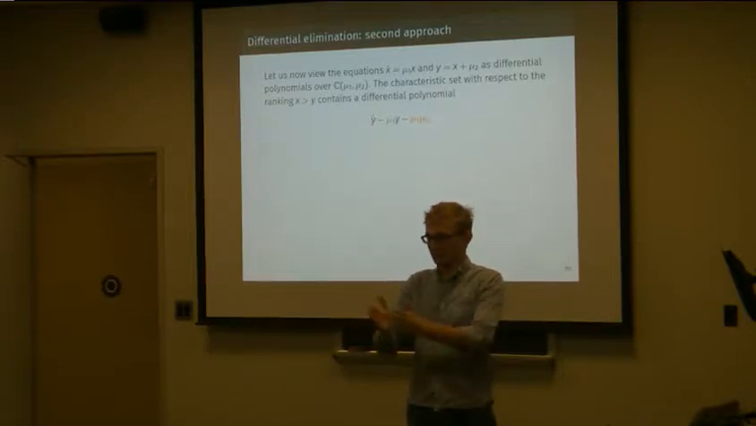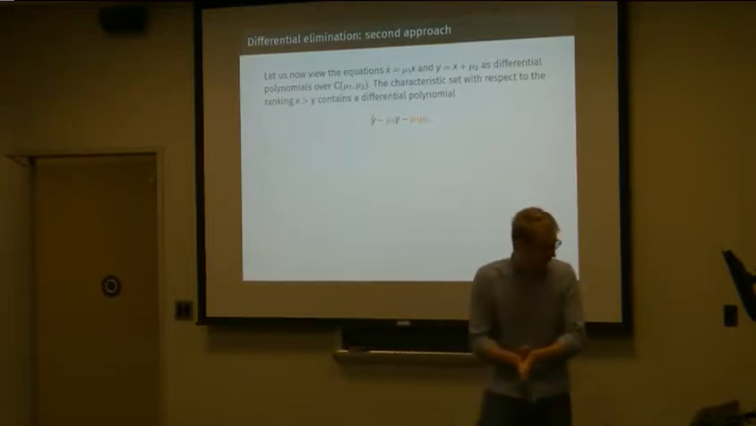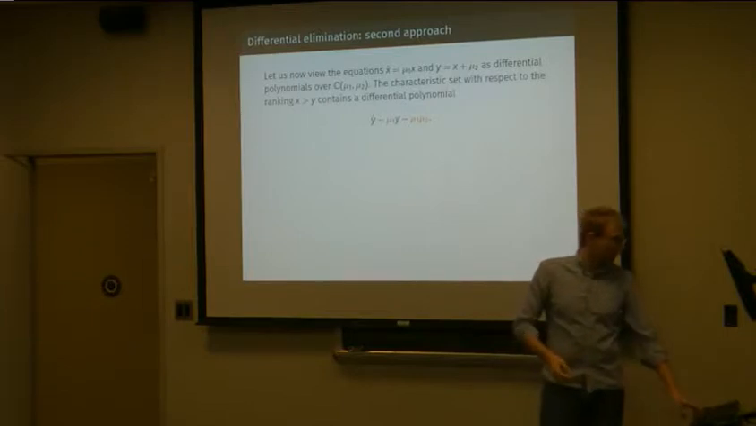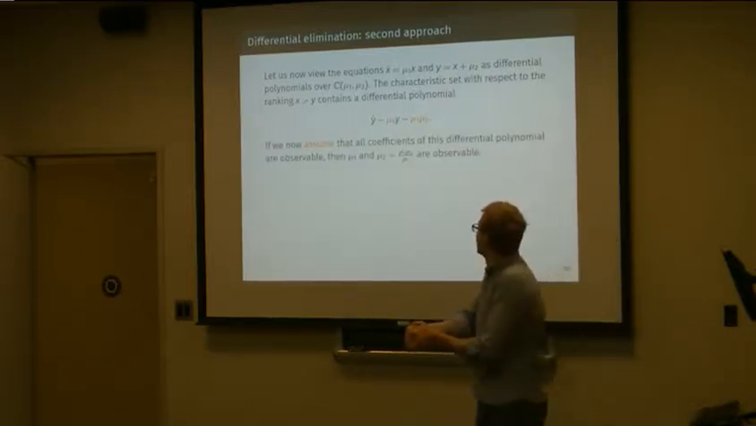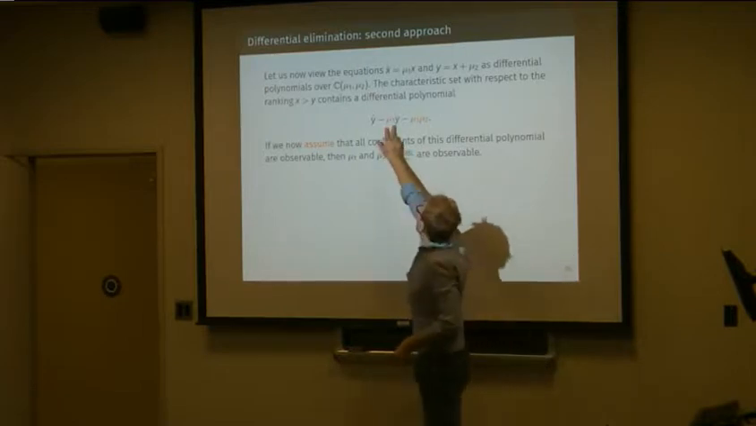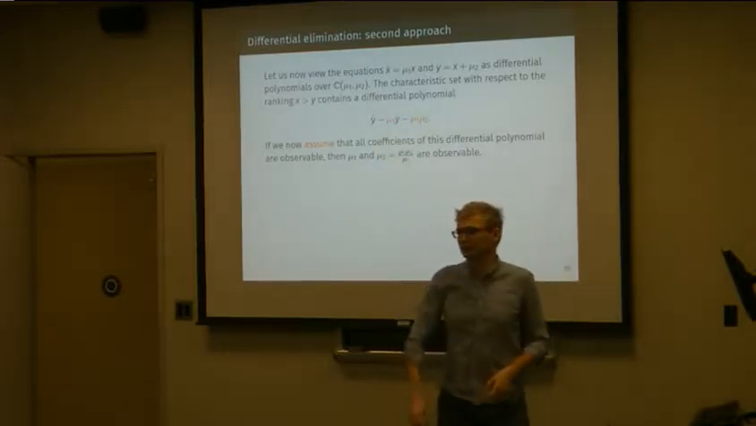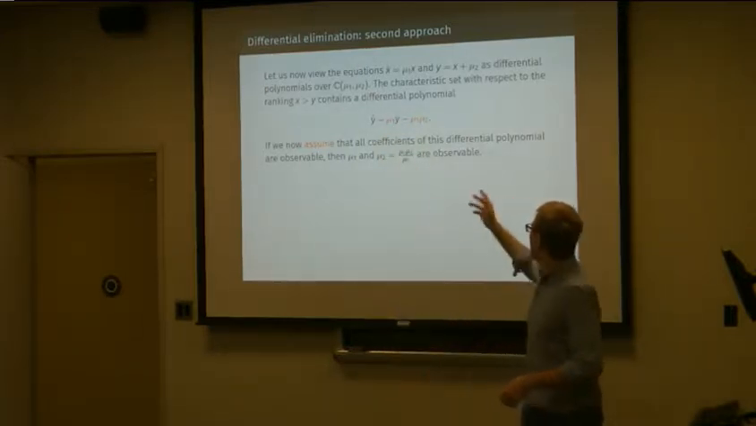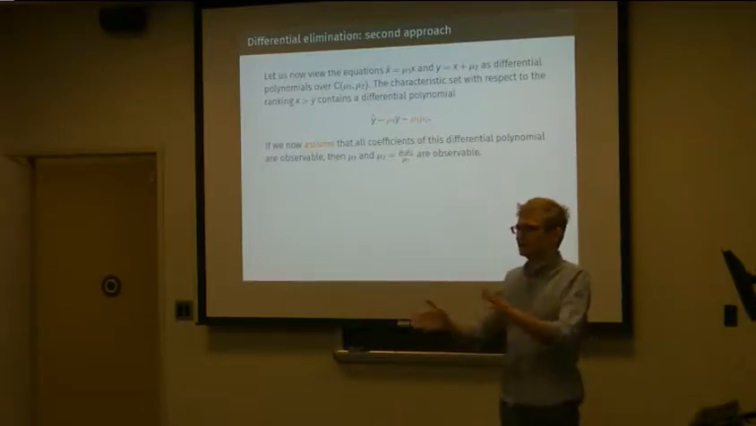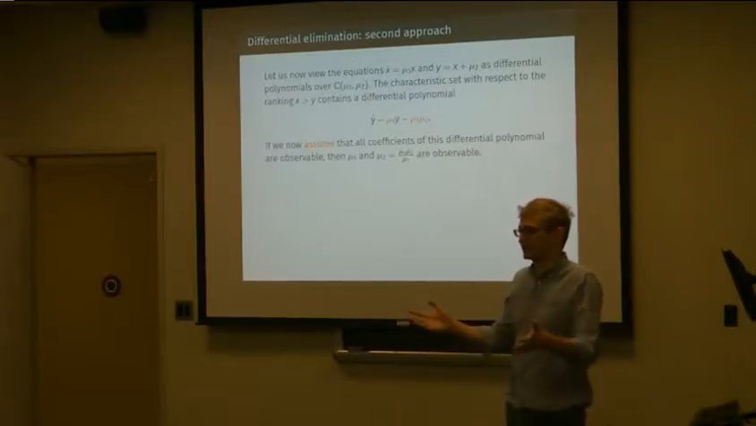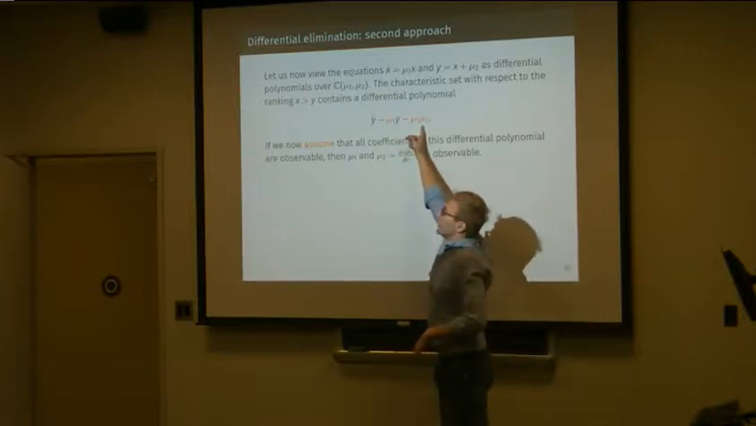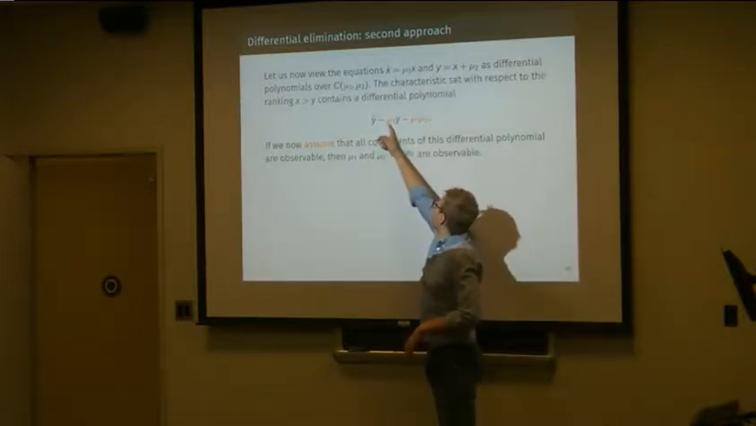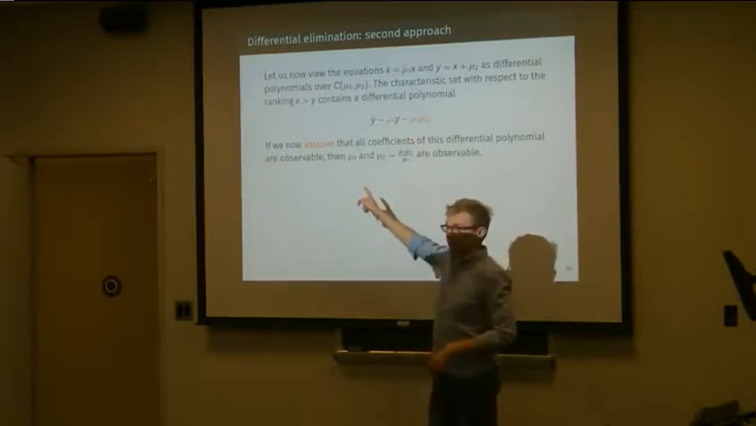But then you can say, assume that I can measure these two coefficients. If y dot and y are somehow independent in some sense, then I maybe can measure these coefficients. And if I can measure them, I know mu 1, and I can express mu 2.